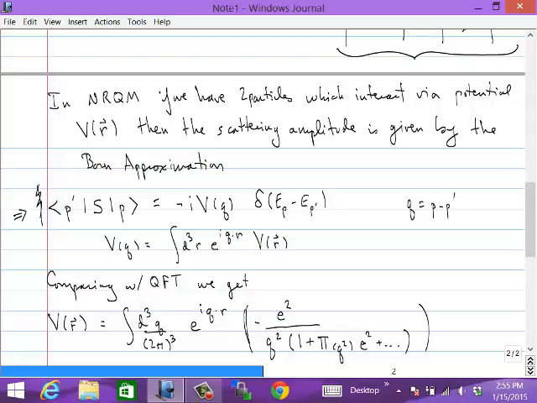What I want to see is that even the QFT result, even the leading order, is Lorentz invariant. It corresponds to the relativistic result. Yeah, okay, maybe I'm not sure if I understand your question.